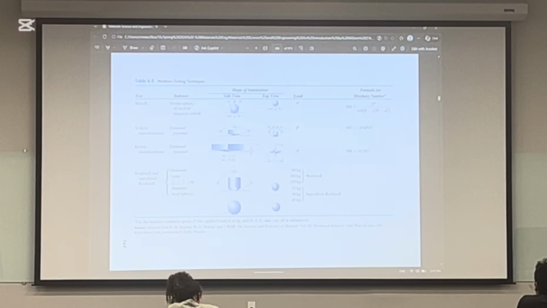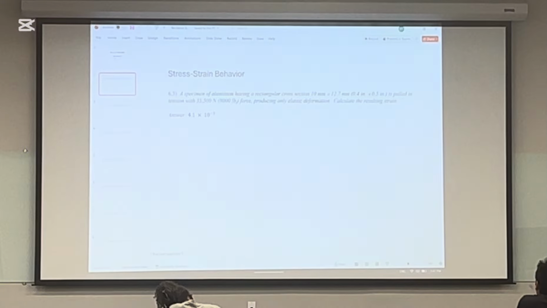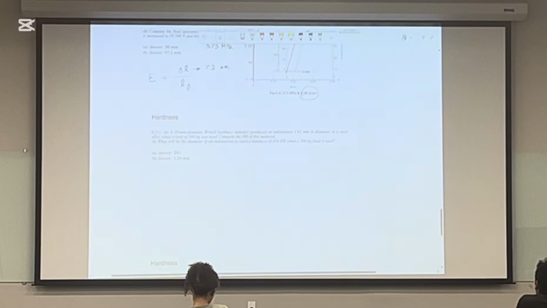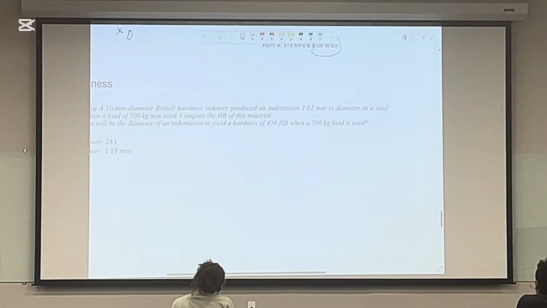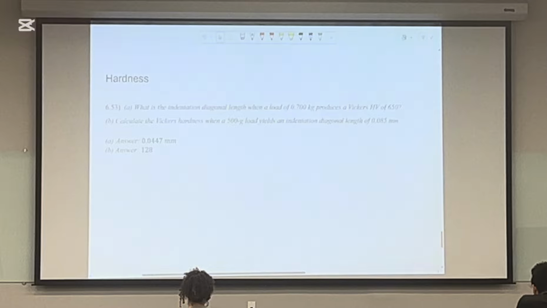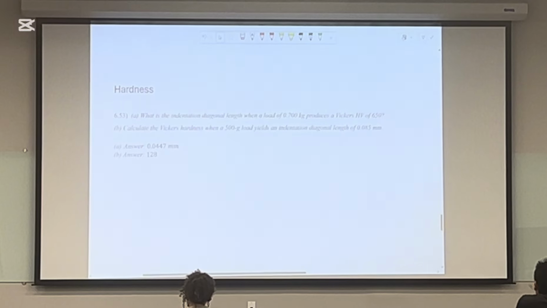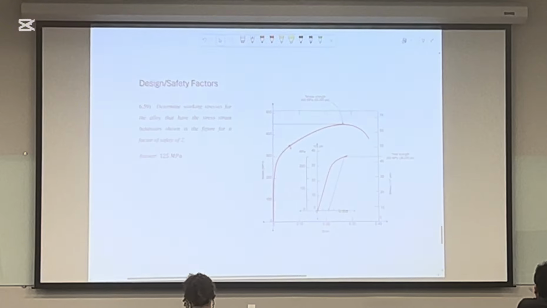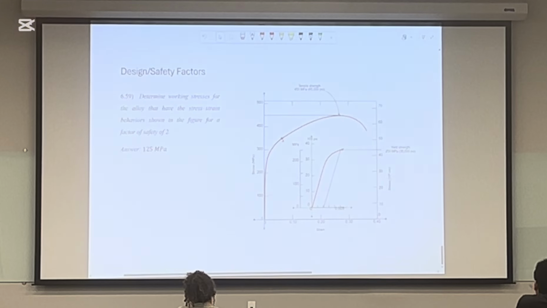The questions are pretty simple. For example, here is Brinell hardness, and again, you just plug the numbers into those formulas. And this one is the Vickers hardness, and the safety factor, which is very simple.